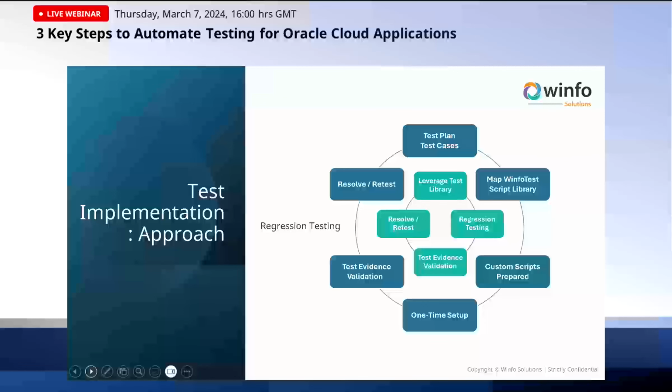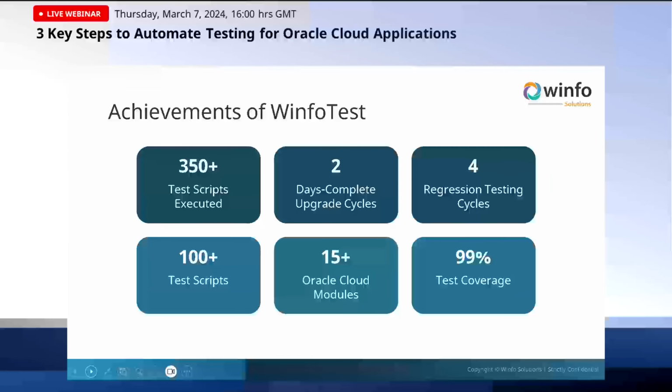Now let us see the achievements of Winfo Test. In February, Winfo Test was scheduled to execute all scripts for 23A, and the scheduled testing was automatically and successfully completed in just 2 days with minimal human intervention. As of date, Winfo Test has been successfully used to complete 6 upgrade cycles. This has resulted in shortened test cycles, more comprehensive test coverage, and successful validation of over 100 scripts. This has enabled the teams to focus on value-add activities and not worry about their solutions. With the success, Winfo Test is now being rolled out to Oracle ERP solutions globally.